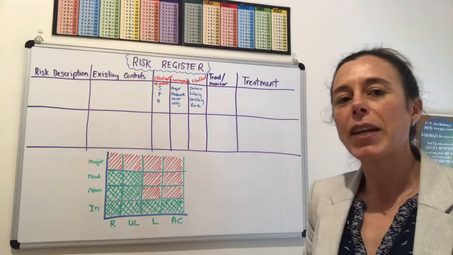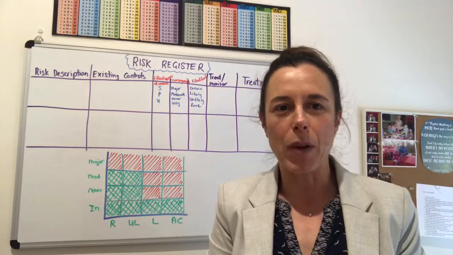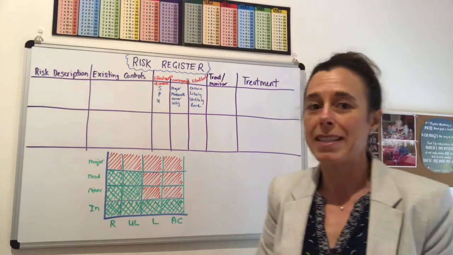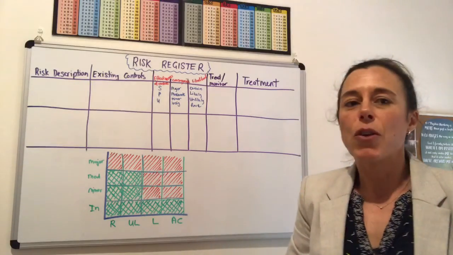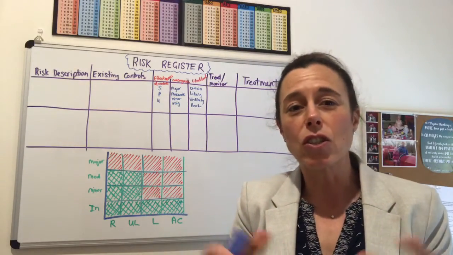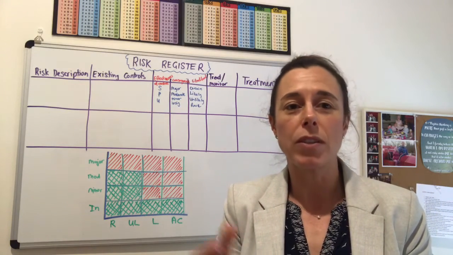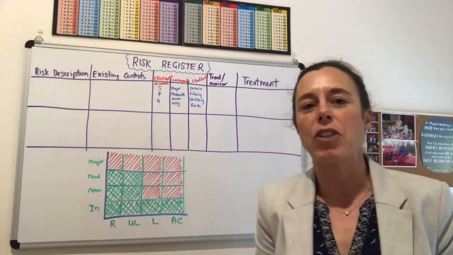Okay, so the first thing we need to do is think about all of the risks that may be involved with climbing in a top rope scenario. So the risk description is the description of what might happen. Okay, so what are we worried about? What are we trying to manage?